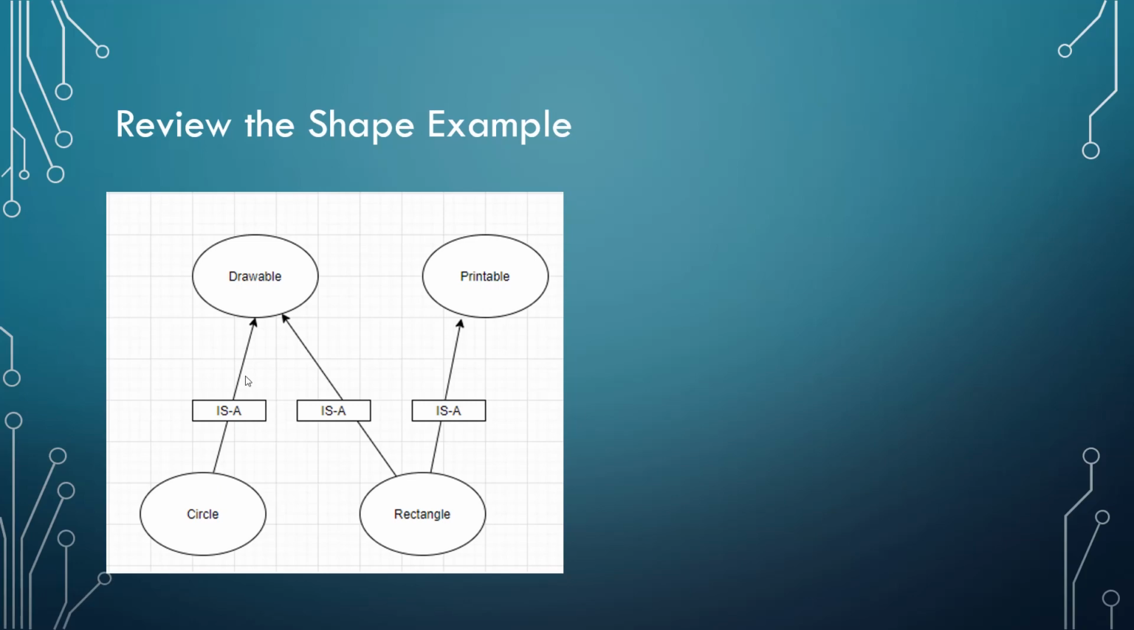So let's review the shape example that we went through in the previous lecture. The circle inherits from Drawable. Therefore, we can say it is a Drawable. The rectangle inherited from the Drawable and the Printable, therefore it is a Drawable, and Rectangle is a Printable.